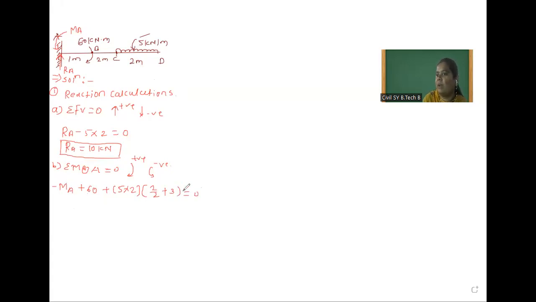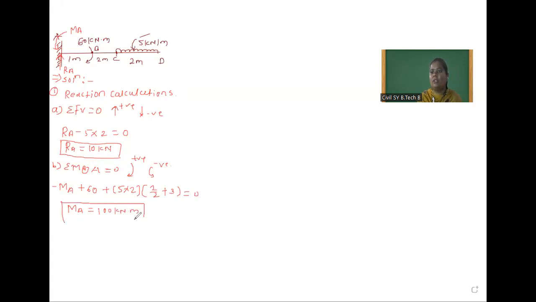Now we will shift this minus MA to the right side. You do the calculations for this. 60 plus 5 into 2 into 4. How much? MA is equal to 70. Calculate fast and tell me. MA is equal to how much? 100 kilonewton meter. This is the moment.